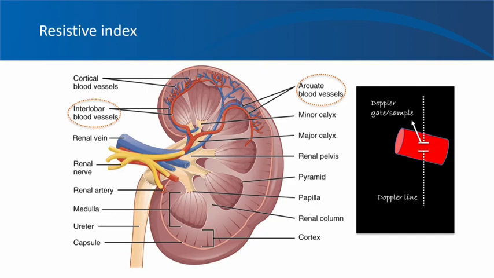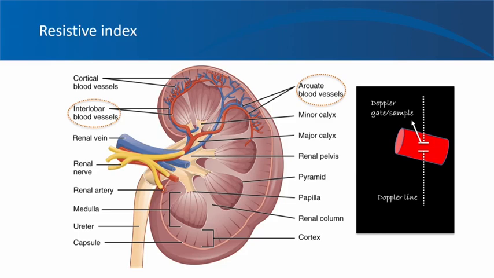And resistive index is typically measured in arcuate arteries here at the corticomedullary junction, or pretty much close to the medullary wall somewhere here. And some authors suggest using bigger interlobar arteries for better reproducibility and ease of calculation. So you bring your Doppler gauge to either of these blood vessels, and usually an average of 3 readings is taken, usually upper arcuate, middle arcuate, and lower arcuate vessels.